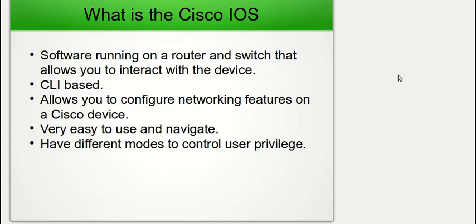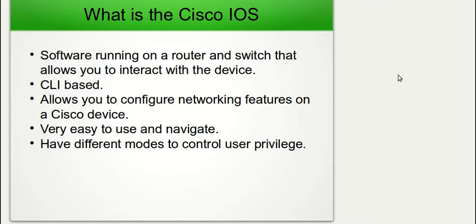The same thing with Cisco IOS. All it is, is software running on the switch, running on the router, which allows us to interact with that device and allows us to perform configuration changes so we can configure different networking features on that Cisco device. Now, Cisco IOS is command line based. Sometimes, though it's very rare, on some devices there's a GUI. But with Cisco devices, the command line is very easy to use and navigate, and most of the time we're configuring our Cisco devices, we'll be using the command line interface anyway.